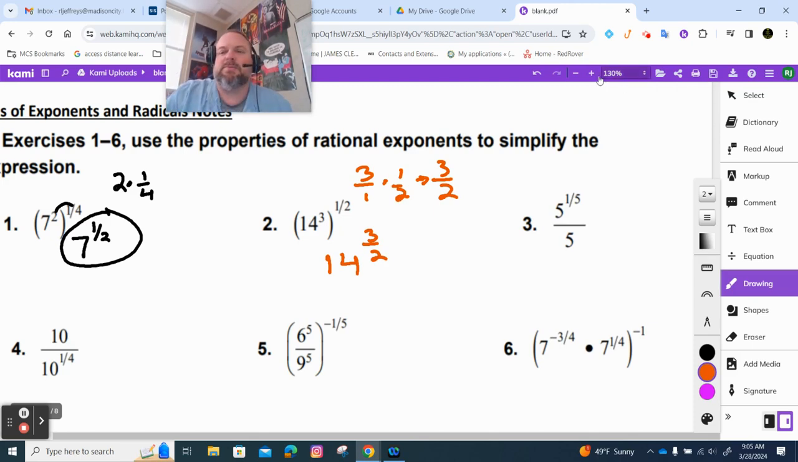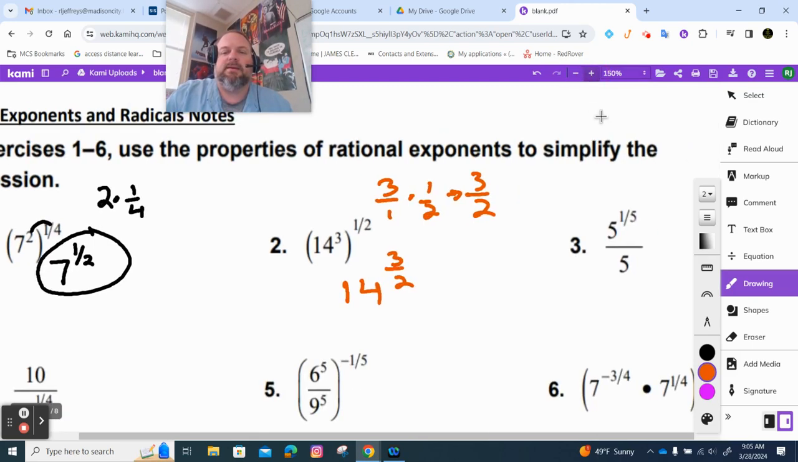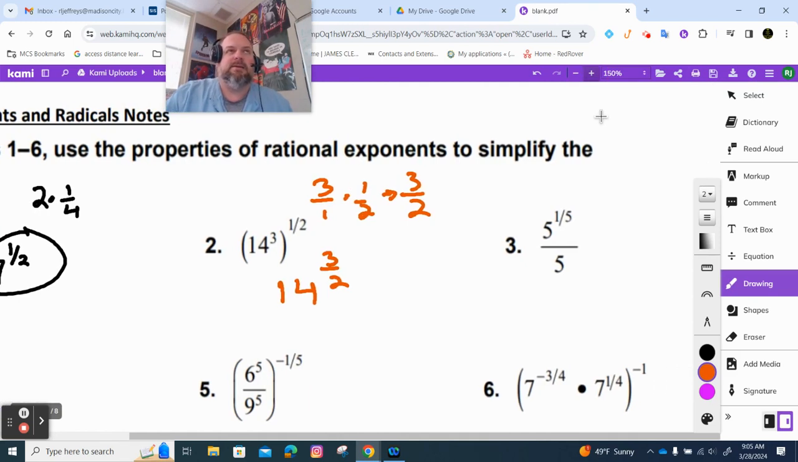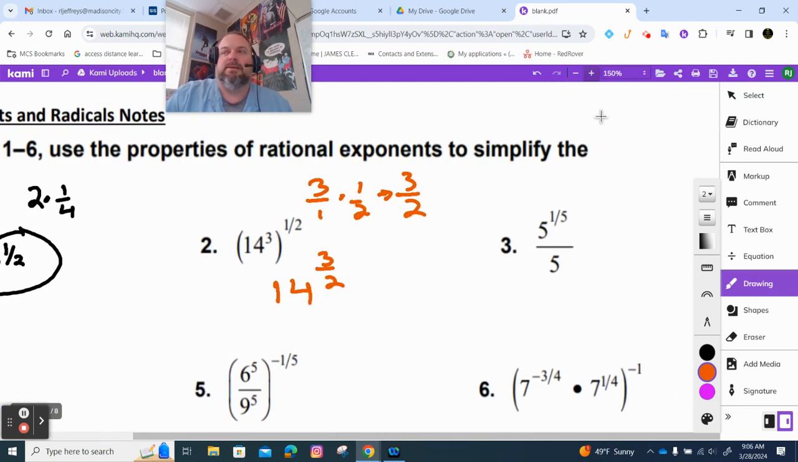Y'all need me to zoom in some more? Yeah. Are my malls in the back row?